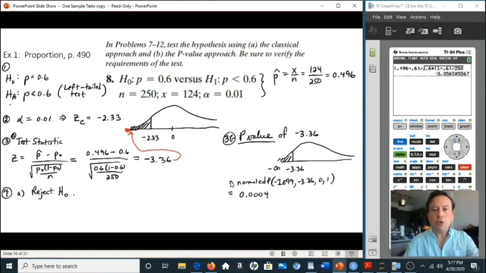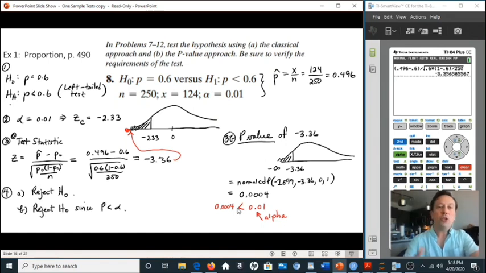So remember, you can do that using, because these are z-scores, normal CDF. So you have negative infinity, negative 3.36, 0 and 1, which are the mean and standard deviation of z-scores, and then it gives you 0.0004. It's almost 0, and it's less than our alpha value. So remember, what that means is when your p-value is less than alpha, you also reject the null hypothesis, since p is less than alpha.